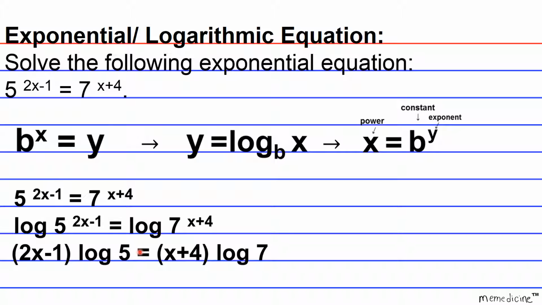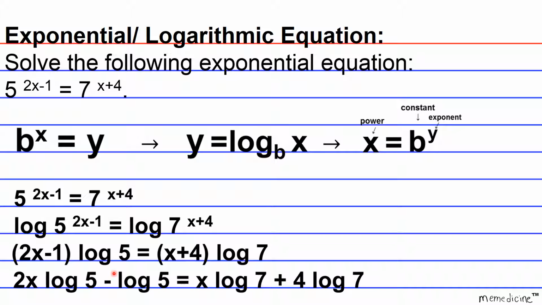And although it might not be apparent right now, the easiest route to take here is to expand and simplify by applying the distributive property to both sides of the equation. So we distribute log 5 and log 7 on the left-hand side and right-hand side of the equation. And we're going to get 2x times the log of 5 minus the log of 5 is equivalent to x times the log of 7 plus 4 times the log of 7, okay?